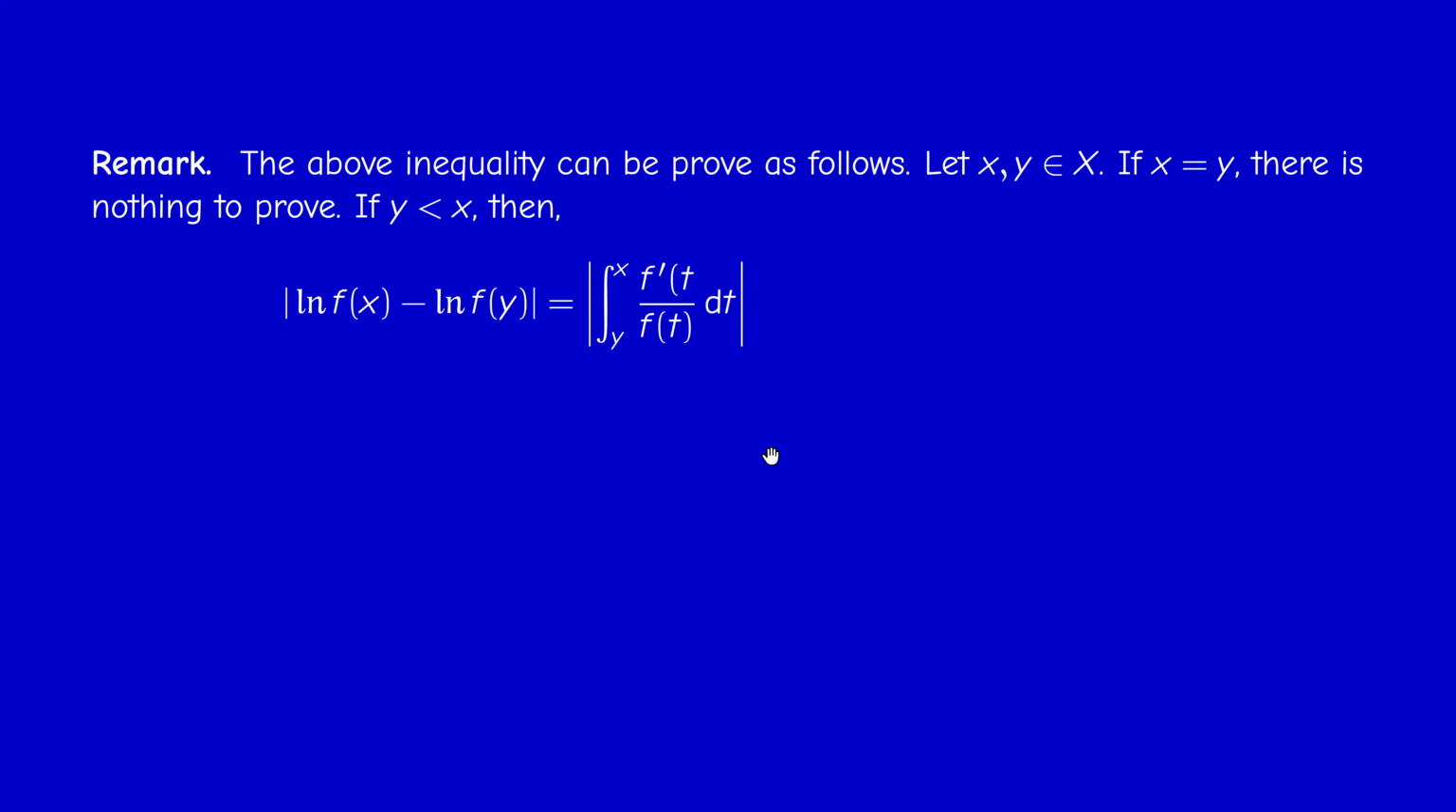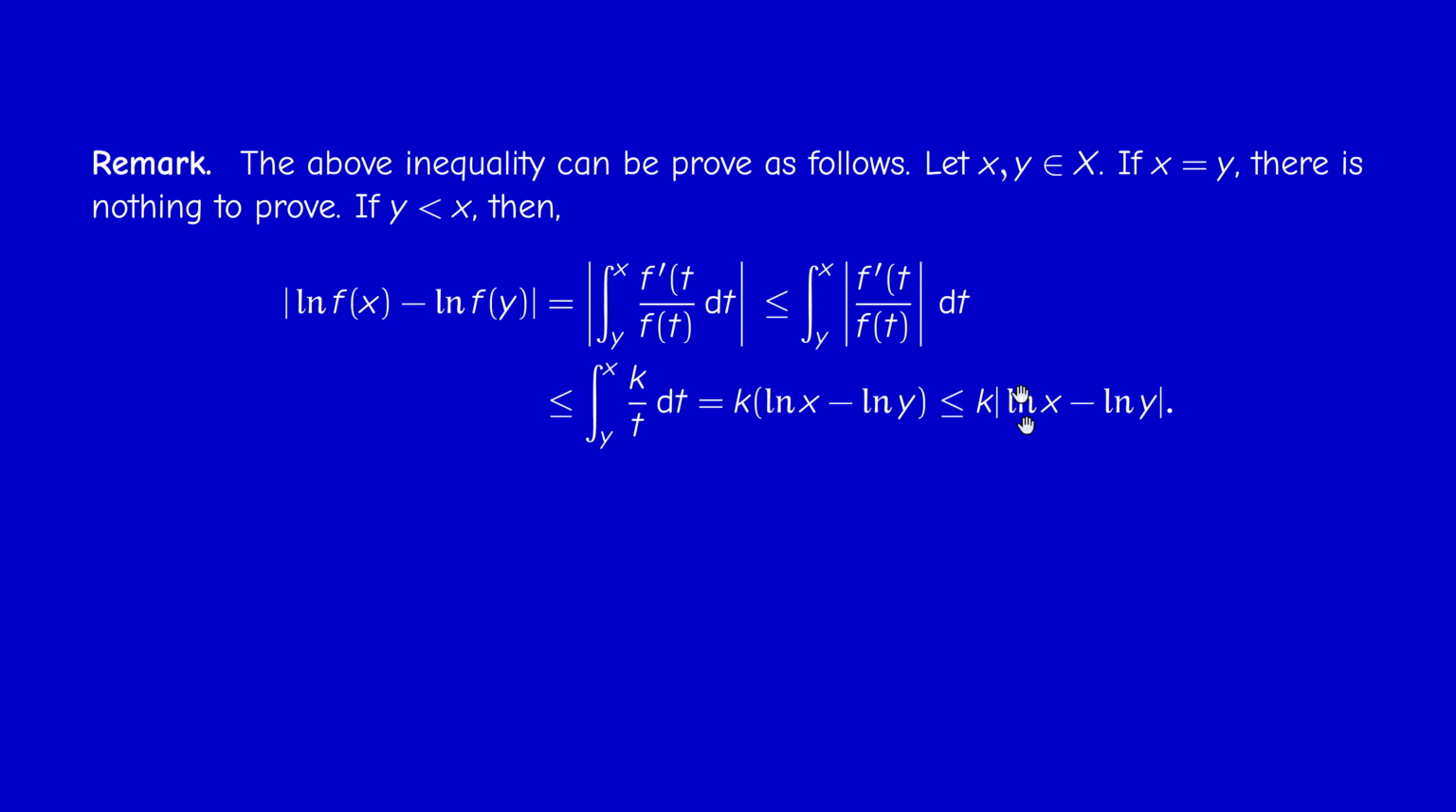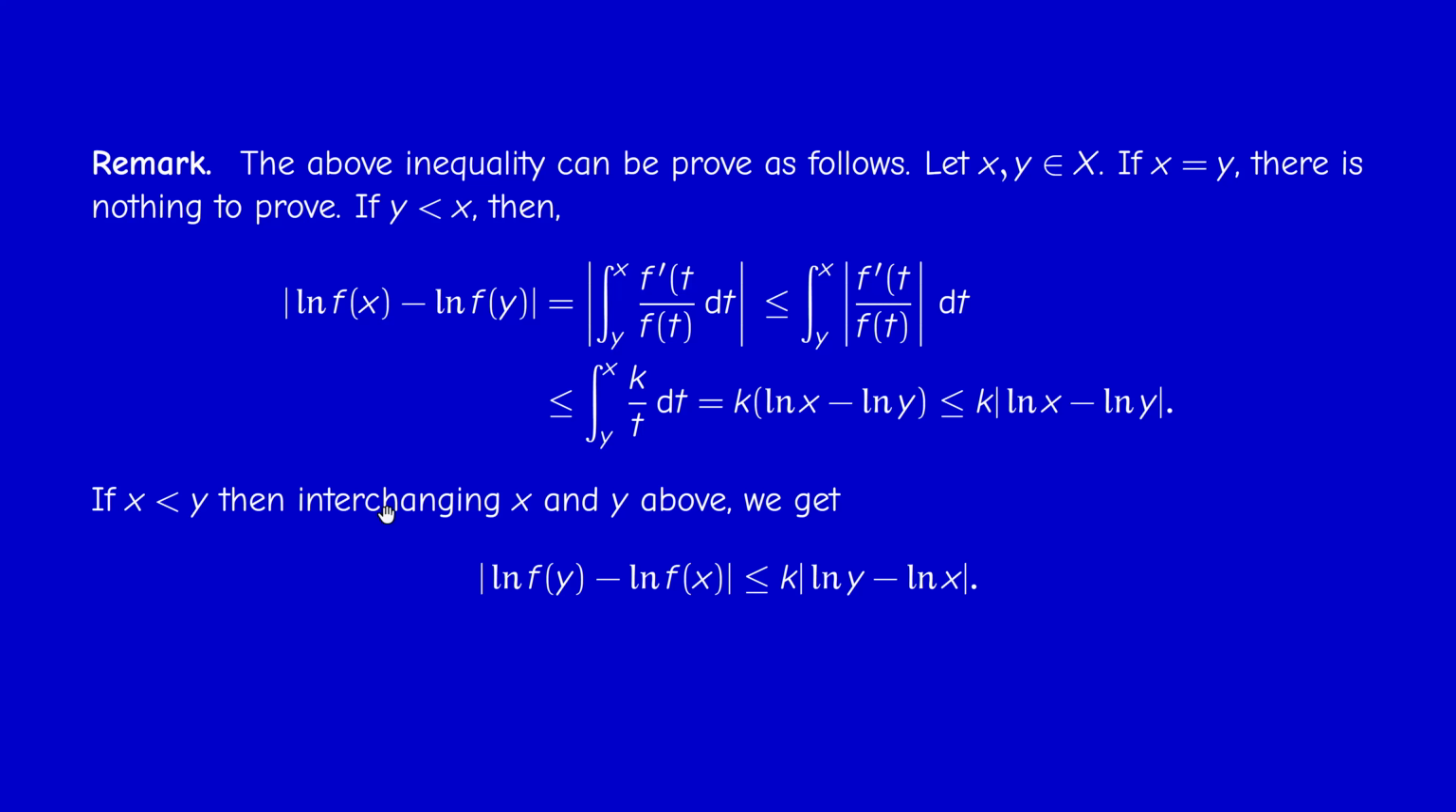But now the absolute value of the integral is less than the integral of the absolute value. And the inequality says f prime over f in absolute value is less than k over t. So this integral is less than or equal to the integral from y to x of k over t, and you can compute this. This is just k times ln x minus ln y, if y is less than x, which is of course less than the absolute value. If x is less than y, we can interchange the roles of x and y, and then we get ln of f of y minus ln of f of x is less than k times ln y minus ln x. So therefore, in all cases, we have the inequality.